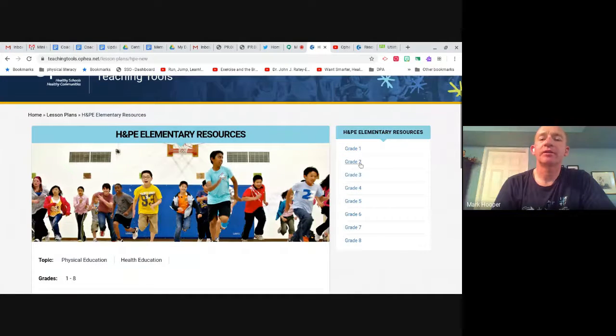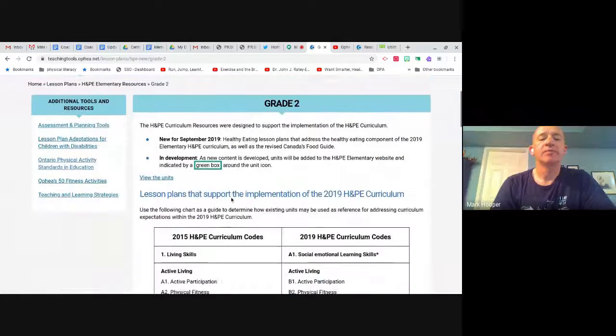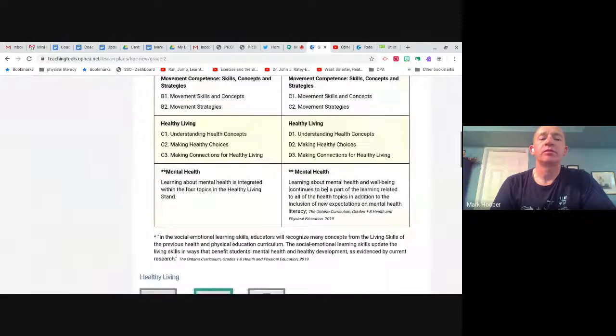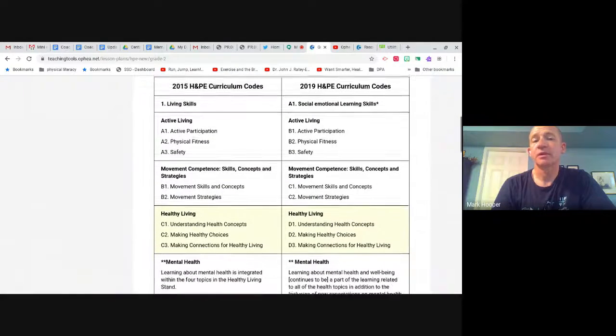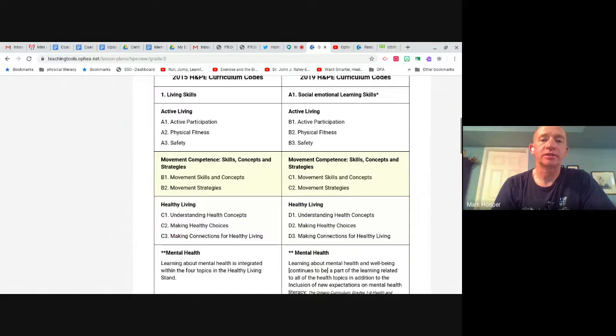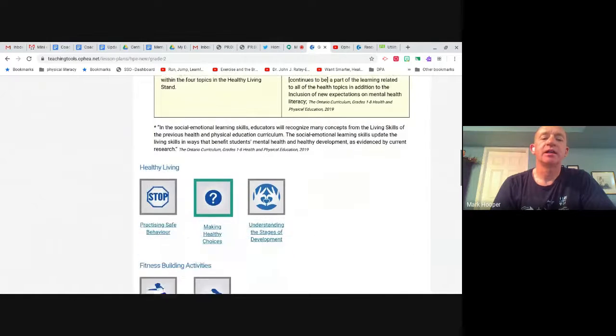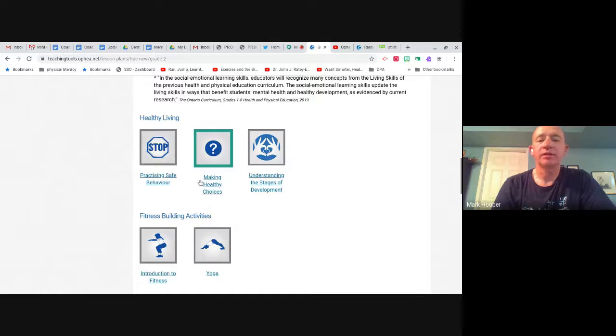And you can take a look at them by grade if you'd like. So if we look at the grade 2s, for instance, it typically gives you an overview of everything in grade 2, all the living skills, social emotional skills that you have to be taking a look at. Then they take a look at some healthy living, so that's basically your health unit.